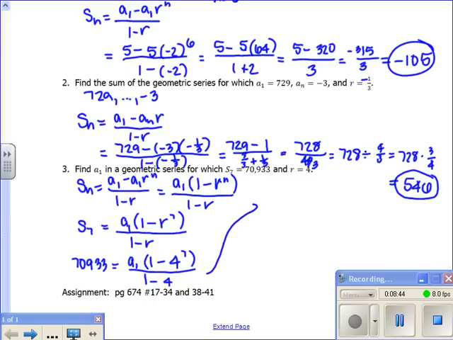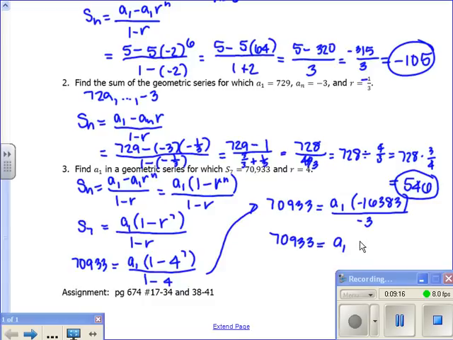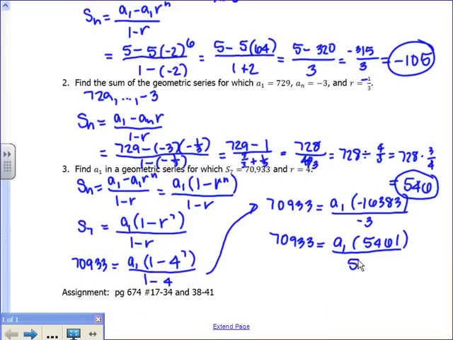Okay, we are solving, so I'm going to bring my work up here. 70,933, nothing to do on the left side. On the right side, I'm going to simplify inside this parenthesis right here. So I have a sub 1 times, if I plug in 1 minus 4 to the 7th power, my calculator does the work for me, and I get negative 16,383 all over 1 minus 4, which is just a negative 3. Now I'm going to divide this part right here. Simplifying even further, I get a sub 1 times 5,461. I know they look like huge numbers, but it's okay, we'll be fine.